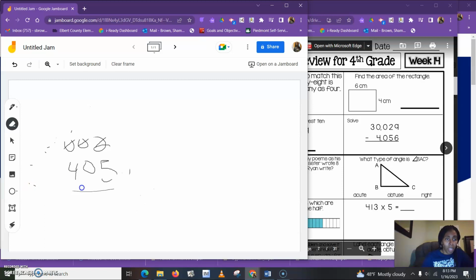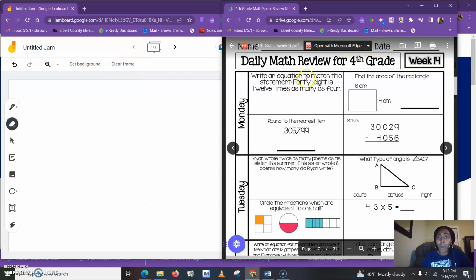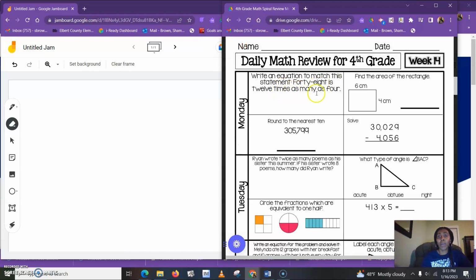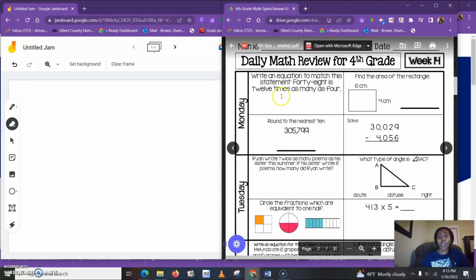This is day 1. And for number 1, it says, write an equation to match this statement. 48 is 12 times as many as 4. So you're going to write the equation that matches this statement. 48 is 12 times as many as 4.